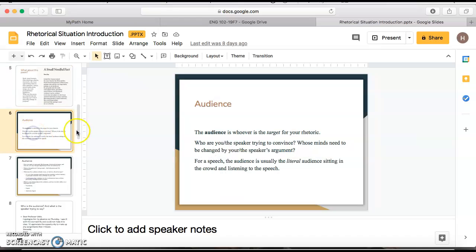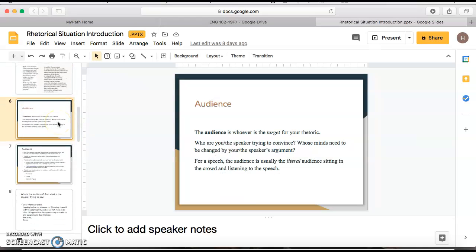Okay, so audience is the next thing that you want to think about with the rhetorical situation. It's the target for your rhetoric. Who are you trying to convince? This is a really, really important question. Whose minds need to be changed by the speaker's argument? So likely you will not be making an argument to someone who already believes what you're saying.